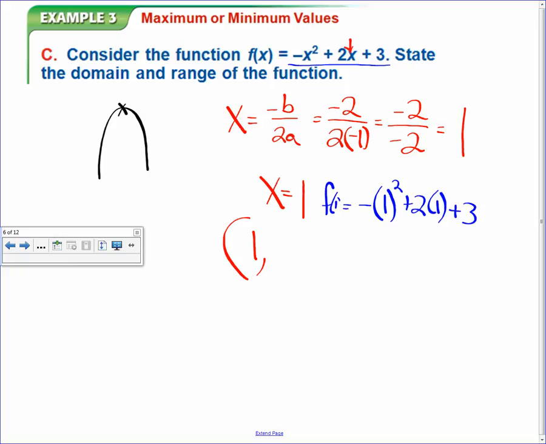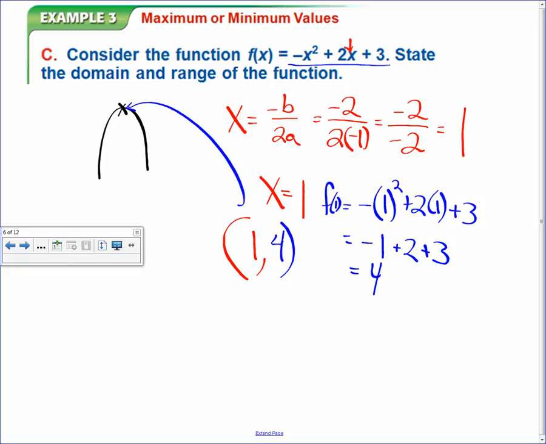So f of 1 is equal to negative, now 1 squared is 1, 2 times 1 is 2, and 3. So this is going to be, let's see, 5 minus 1 is 4. Okay. That is the location of the vertex.